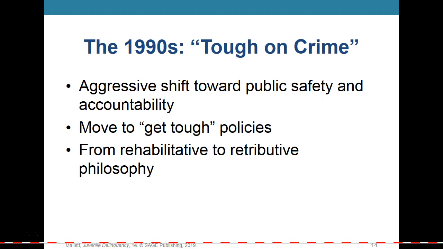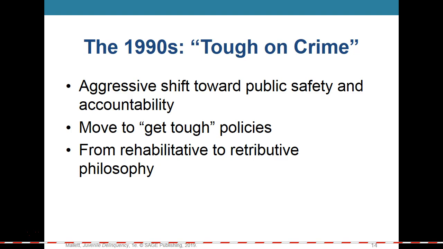The 80s and early 90s marked an aggressive shift towards public safety and accountability. There was an increase in juvenile detainment and incarceration, and an increase in the transfer of youthful offenders to the adult criminal justice system. Between '92 and '97 is when we really saw the move toward get-tough policies and passed laws accordingly. The reasons for moving from what was originally rehabilitative to a more retributive approach: they saw juvenile crime as out of control, concerned with a fictional new class of juveniles as super predators.